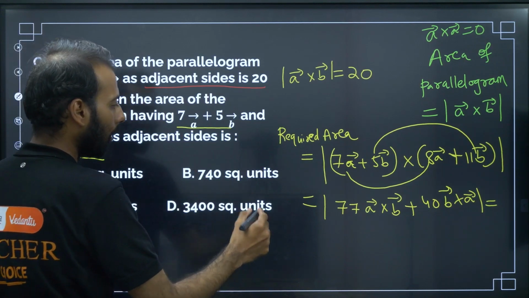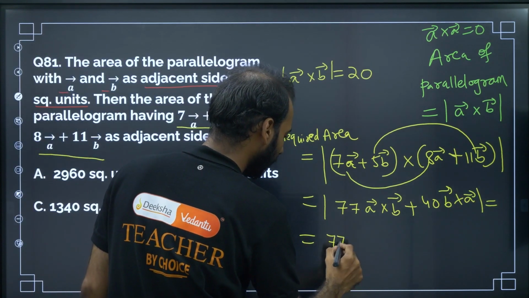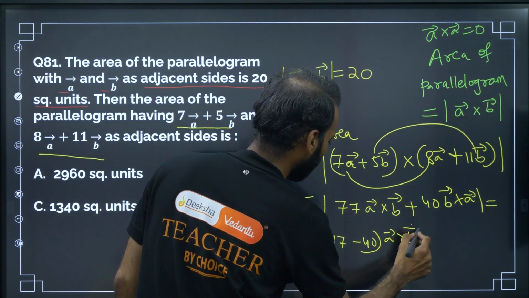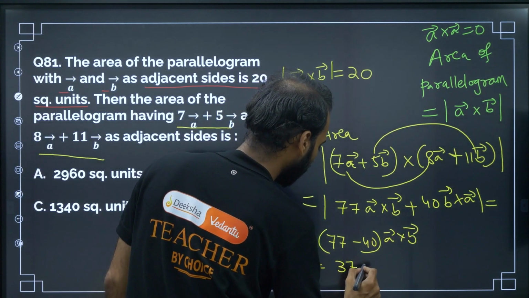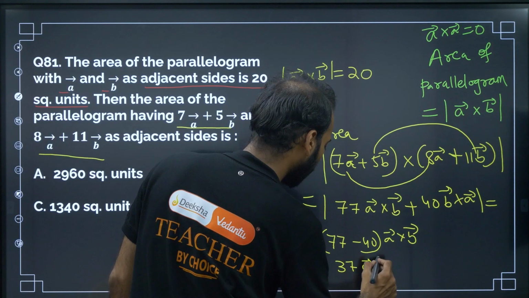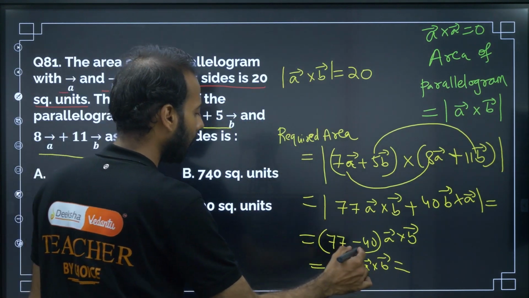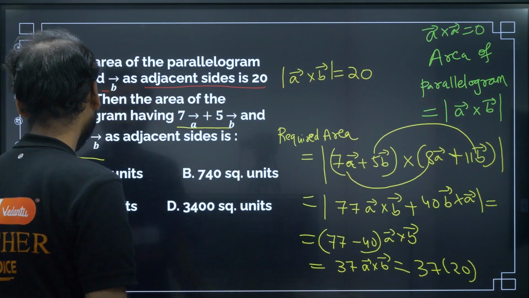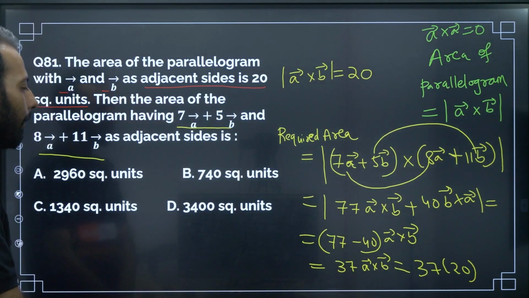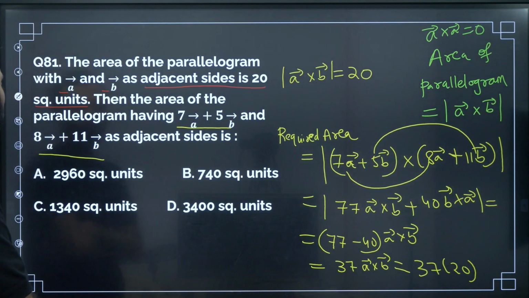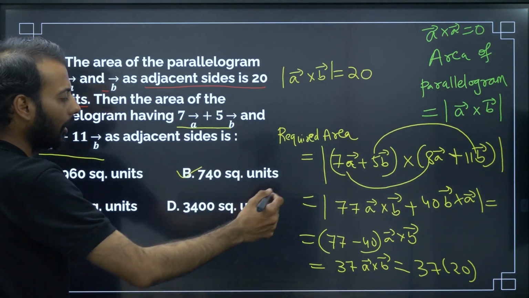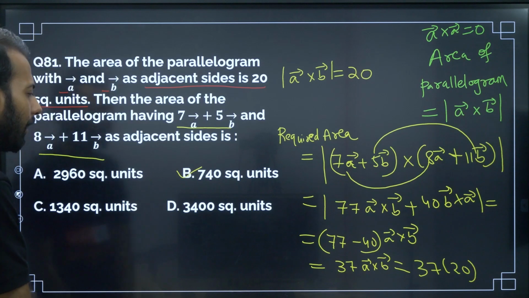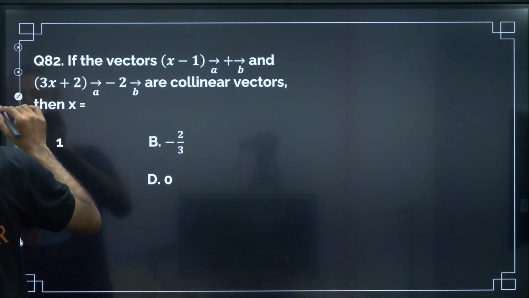So required area. Now how to find this? 77 minus 40 A cross B. 77 minus 40 is 37 A cross B. A cross B value is already given, A cross B value is 20, so 37 into 20. 37 times 20 is 740. 740 is the answer, I think so. Once you multiply properly, write the final answer. Next, moving on to next.